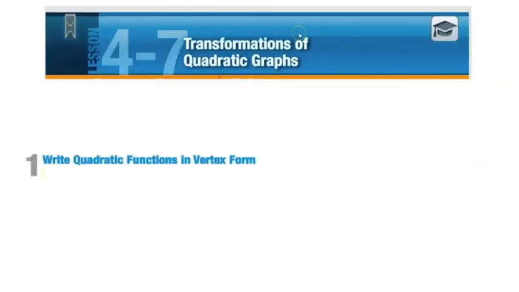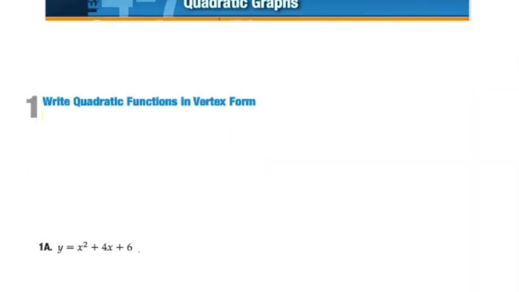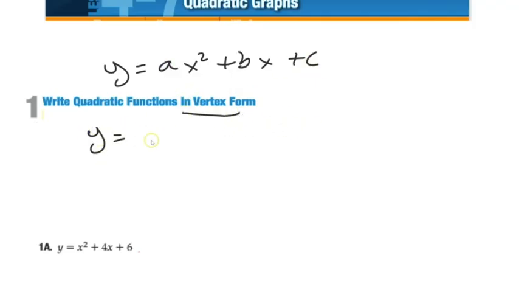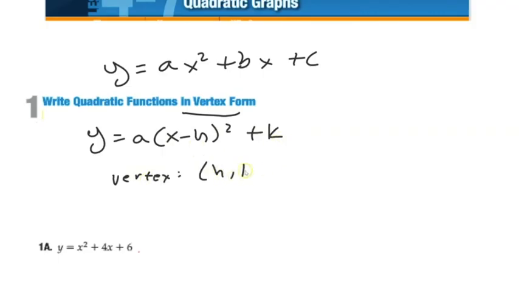Section 7, Transformation of Quadratic Graphs. This is more graphing, more about quadratic formulas in general. The standard form of a quadratic formula is y equals ax squared plus bx plus c: quadratic term, linear term, constant term. What is vertex form? Vertex form is when you write y equals a(x minus h) squared plus k, where your vertex, inside opposite is h, outside follow is k.